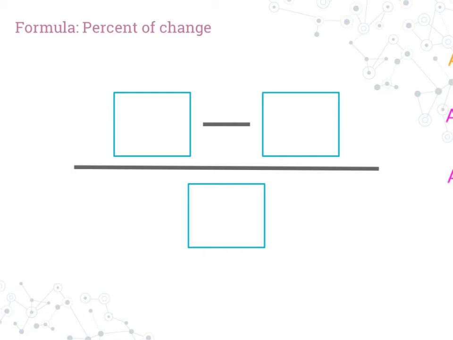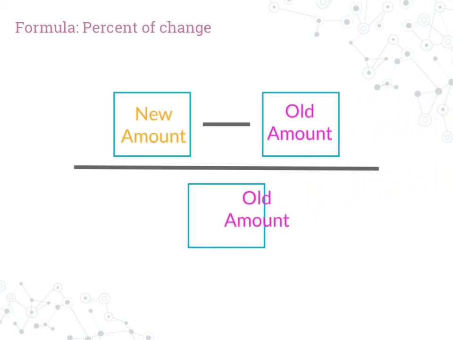So our formula for percent of change, we're going to take our new amount, whatever the new amount is, subtract our old amount, and divide by our old amount, or new minus old divided by old. This is the formula that we will always use to find percent of change. There is no other formula or other way to find percent of change. This is the way that we have to do it. So let's take a look at how it works in a few different types of examples.